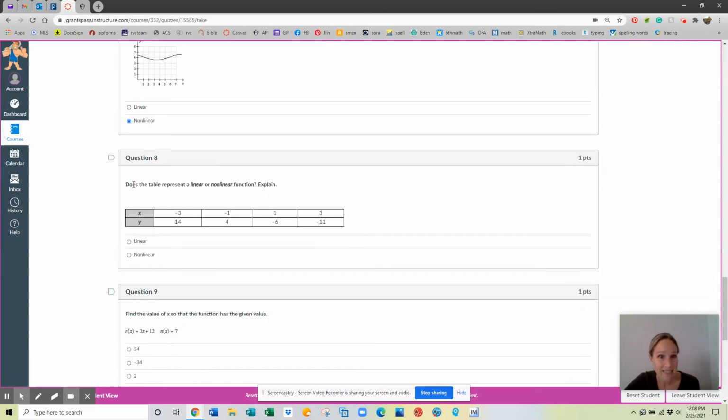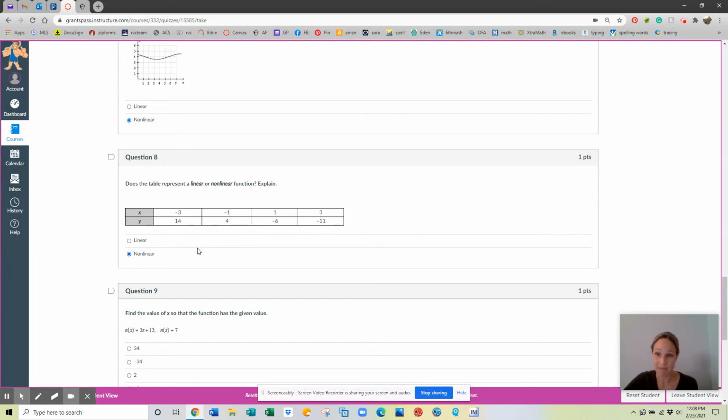Question number 8 says, does the table represent a linear or nonlinear function? Well, we want to check and see if it has a constant rate of change. If you look at the x's, the x's go +2, +2, +2, so we would expect that the y's would also have a similar rate of change. This one goes down by 10, and then down by 5. So it looks good for those first 3 points, but because of that last one where the pattern breaks, we would say that's not linear.